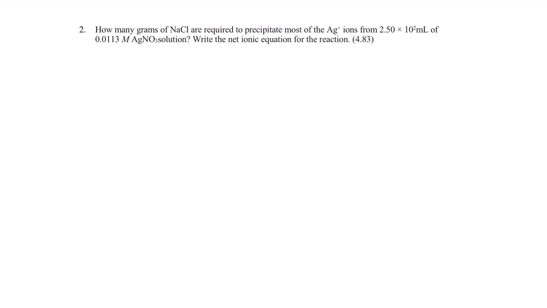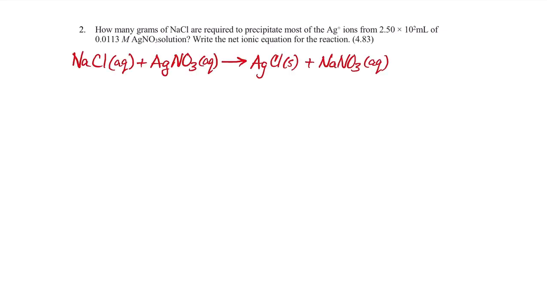In the next problem, it's similar. It's stoichiometry and concentration combined. How many grams of sodium chloride are required to precipitate most of the silver ions from a solution of silver nitrate, a known amount, a known concentration. And it also says to write the net ionic equation for each reaction. Now, the reaction implied by this problem is sodium chloride plus silver nitrate reacts to create silver chloride plus sodium nitrate. We can use this equation, but we can also write a net ionic equation for this, which is silver ions plus chloride ions yield a silver chloride precipitate.